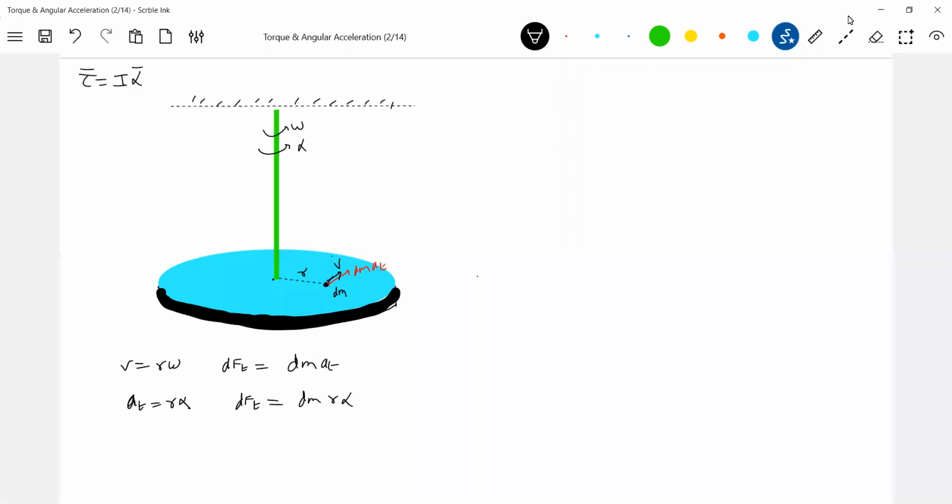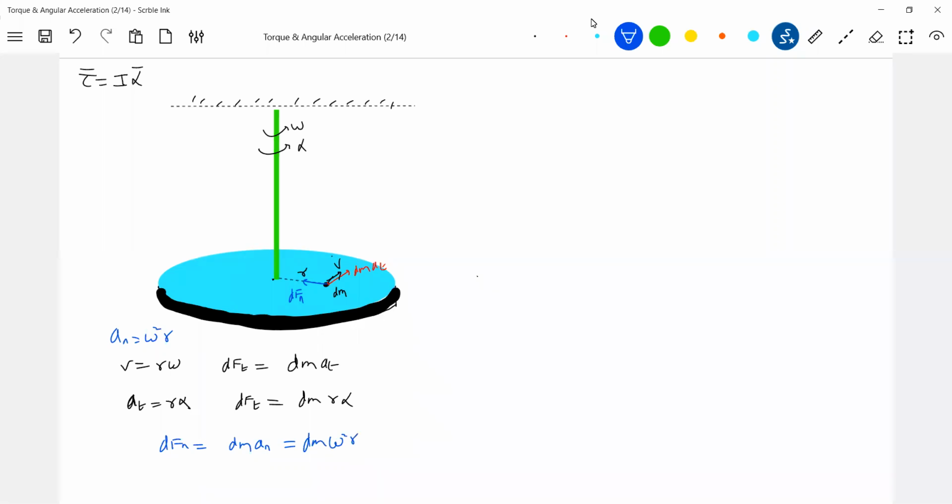Now look at this. Is there any other force acting on this particle? Yes, there is another force acting on the system: the centripetal force, dFn. dFn should be equal to dm into an, and an is omega square r. So this becomes dm omega square r.